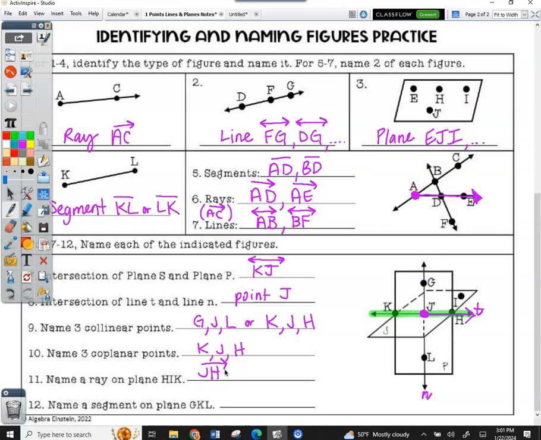Last but not least, name a segment on plane GKL. Tell me a segment. GKL. GKL is the upright one. GJ. Segment G to J, that works.